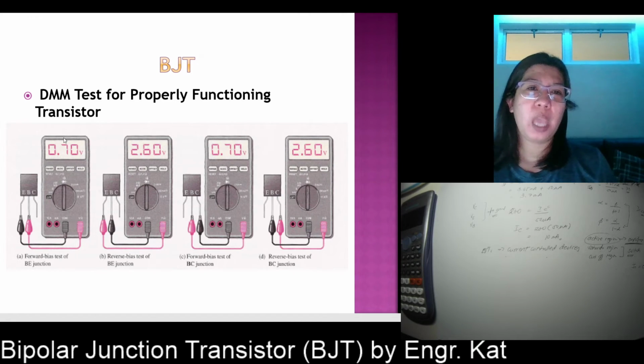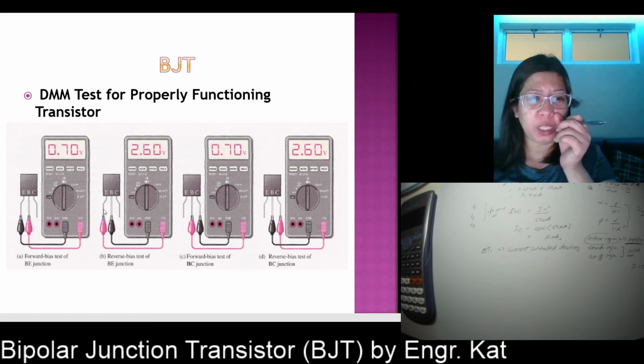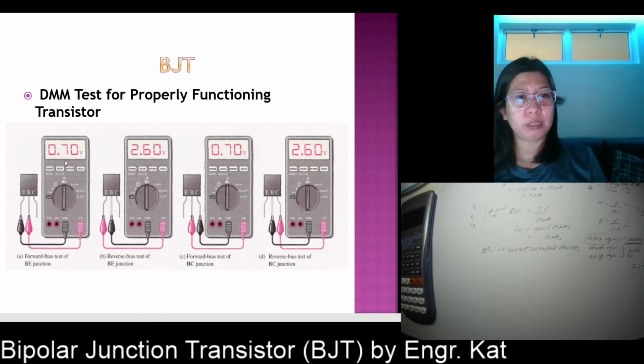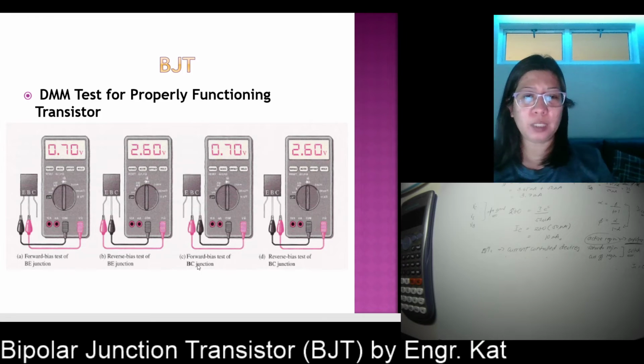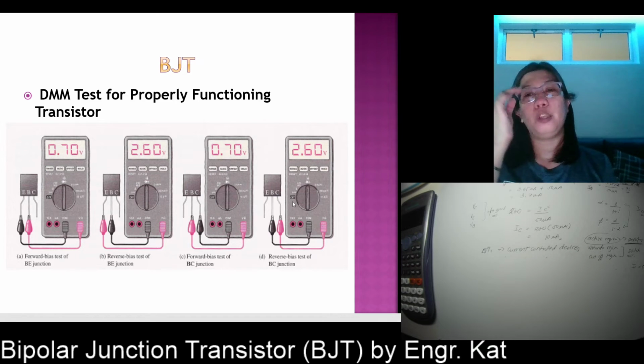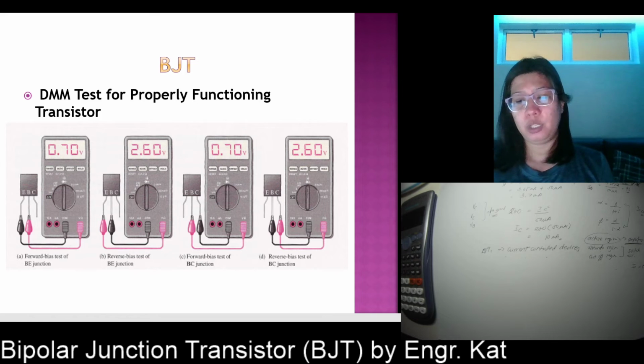Test for a properly functioning transistor. Forward bias test for base emitter, you should read 0.7. For reverse bias, that is around 0.6. Forward bias test for BC junction, 0.7. Reverse bias for BC junction, you read 2.6. Usually the 2.6 volts is the battery of your digital multimeter.